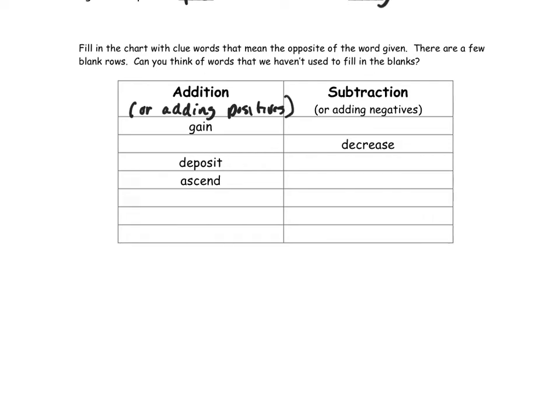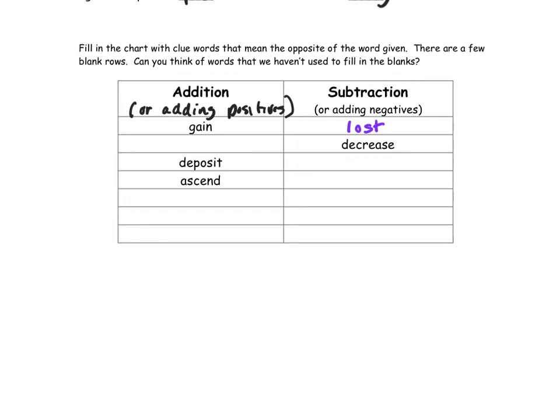So you're going to be asked today to fill in the chart with clue words that mean the opposite of a word that's given. And there are a few blank rows. So I'd like you to think of words that we haven't used to fill in the blanks. So this would look like this. If I said gain, well, maybe I lost. I can even put lost, or it was a loss. If it's a gain of yards, a loss of yards, or I gained some pounds, I lost some pounds.